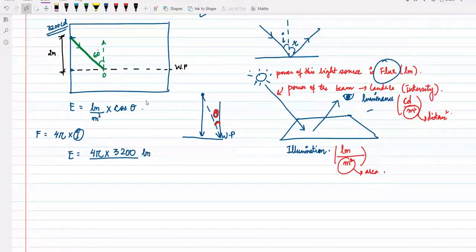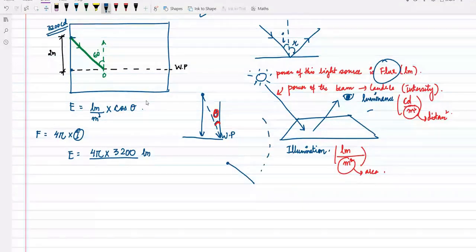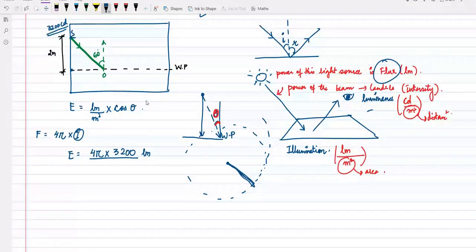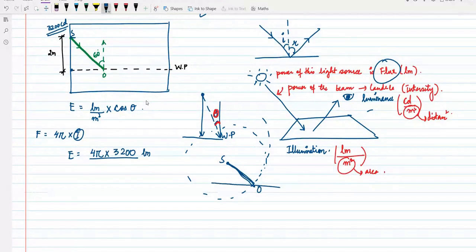What is meter square? Firstly, this is the area. Whenever a light source falls, it subtends the light in the form of a sphere. So this distance we need. Let this be S, so this is SO. We need this distance. And this is the angle, 60 degrees.